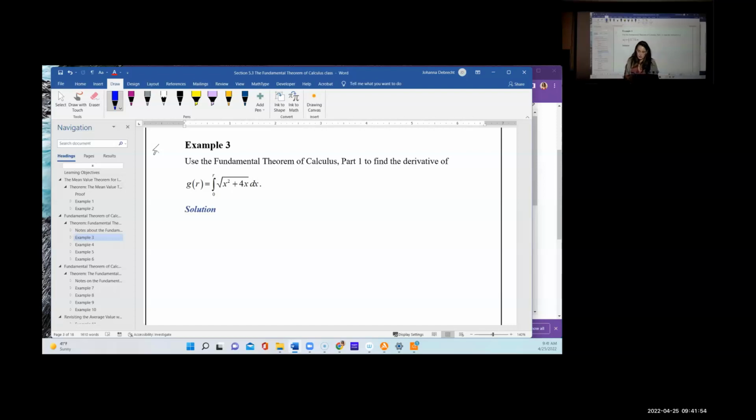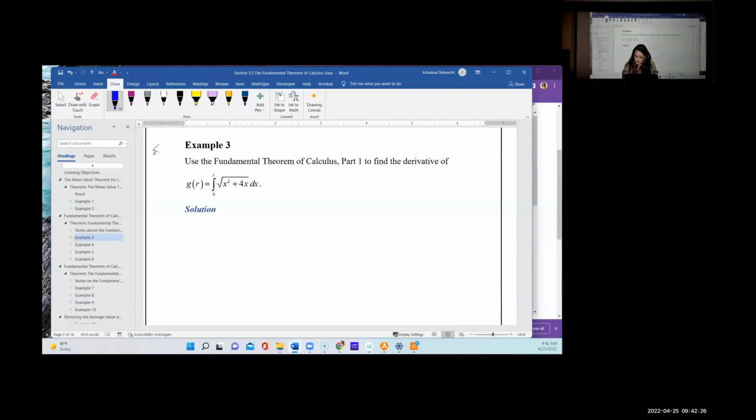So this says use the fundamental theorem of calculus part 1 to find the derivative of g of r as the definite integral from 0 to r of the square root of x squared plus 4x dx. Now the x that's in the definite integral is a dummy variable. The true variable is the r because it's inside the function g and it's in the upper limit of integration. So the true variable is r.